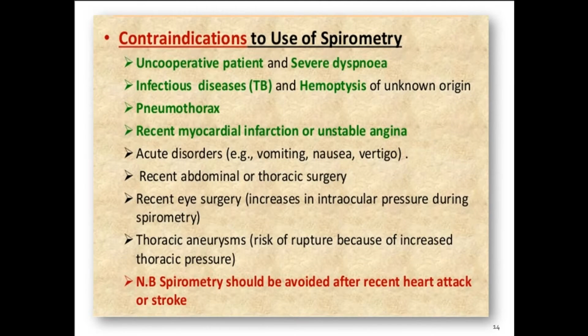Contraindications to use of spirometry. Uncooperative patient and severe dyspnoea. Infectious diseases, TB, and hemoptysis of unknown origin. Pneumothorax. Recent myocardial infarction or unstable angina. Acute disorders, for example, vomiting, nausea, vertigo.